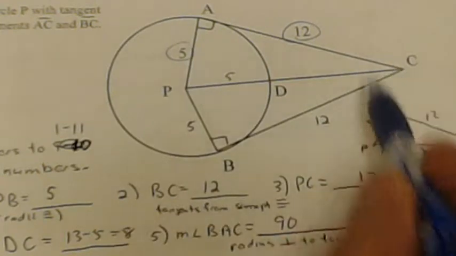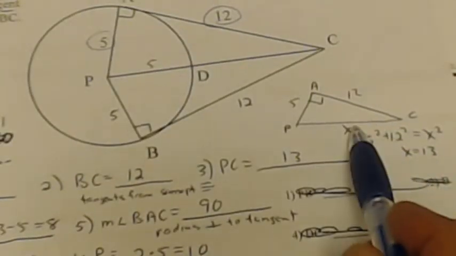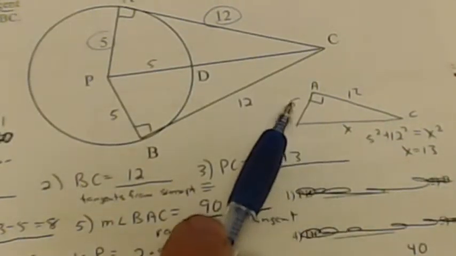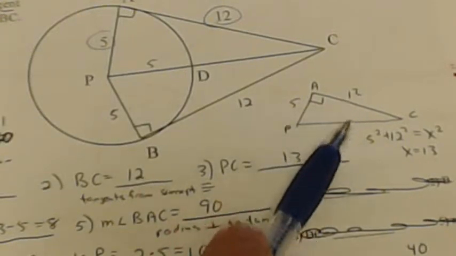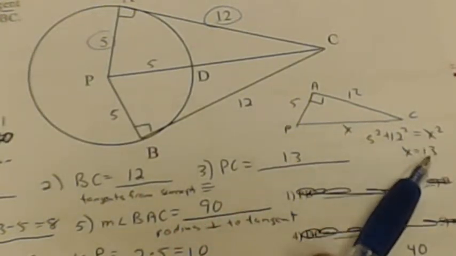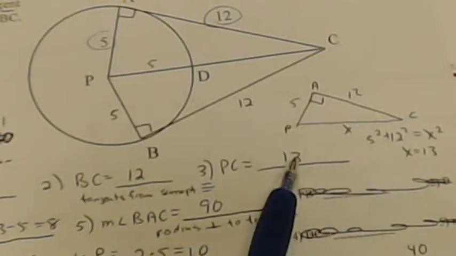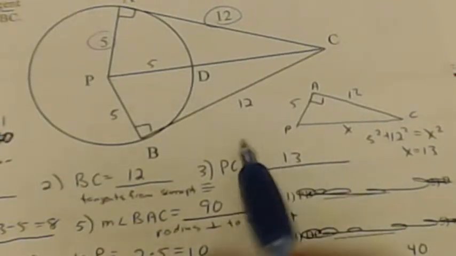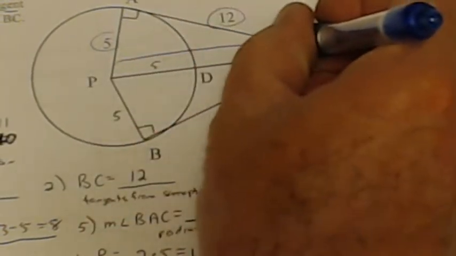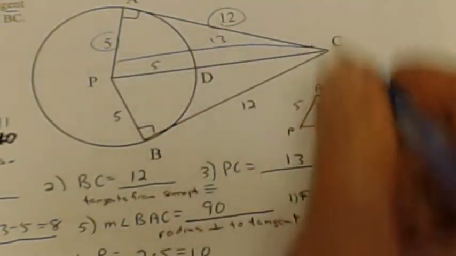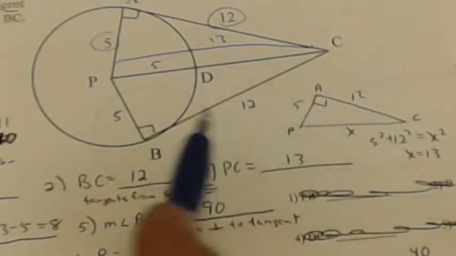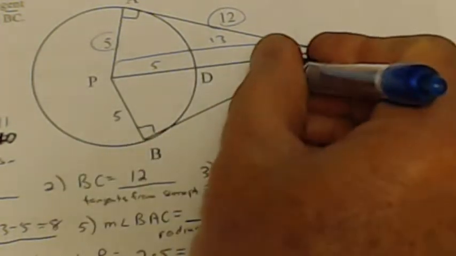So here's triangle PAC, and I've drawn it right over here again. The Pythagorean theorem would say 5 squared plus 12 squared equals x squared. And when you solve that, you'll get x being 16. The square root of 169 is 16. So PC is 13. Now, once you have all of PC, that whole deal is 13, then DC is going to be 13 minus 5, which is 8.